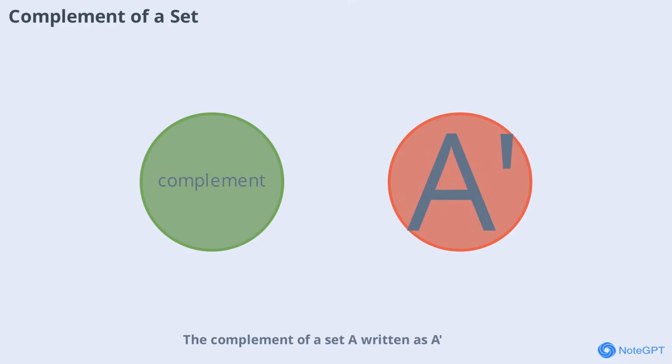The complement of a set A, written as A', is the set of all elements in the universal set that are not in A. For example, if the universal set U equals {1, 2, 3, 4, 5}, and A equals {1, 2}, then the complement of A is {3, 4, 5}. Complements help us understand what is outside a particular set within a given context.